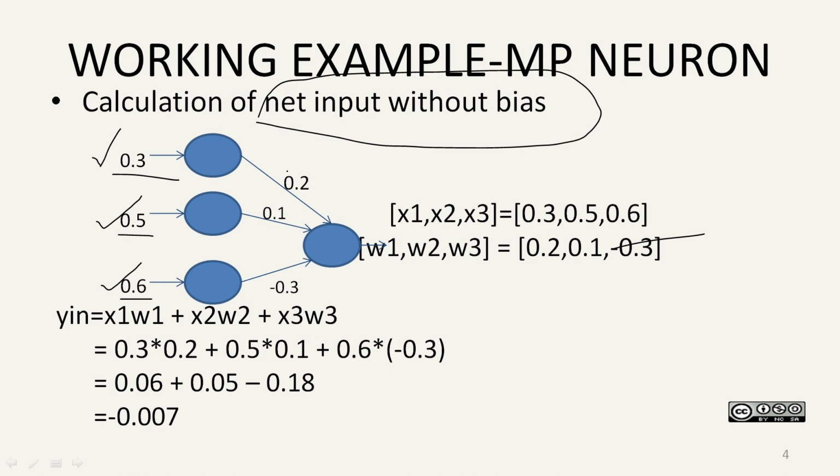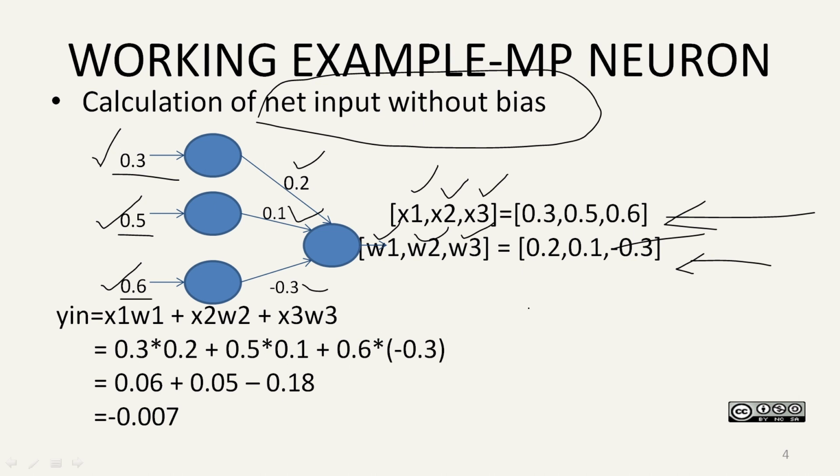For which the corresponding output connections are 0.2, 0.1, minus 0.3. So I can say this as a vector, that is input vector as well as weight vector. Input vector is x1, x2, x3, and weight vector is w1, w2 and w3. So this is the weight vector.